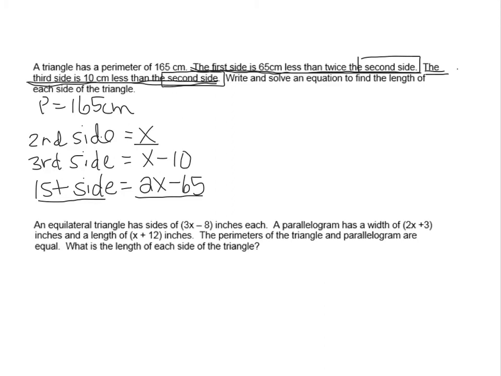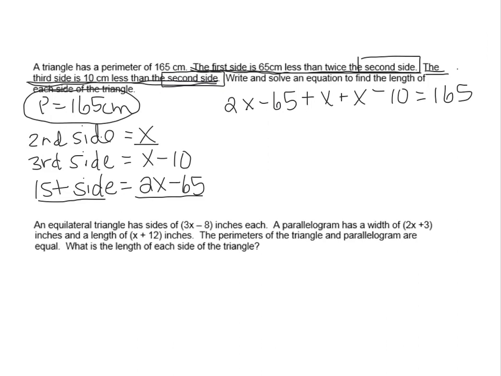So now we've translated from words into expressions. We have an expression to represent each of the 3 sides of this triangle. We also know the perimeter is 165. Well, again, the perimeter of any shape is found by adding all the sides. So I'm going to take the first side, 2x minus 65, add that to the second side, which is x, add that to the third side, which is x minus 10, and set it all equal to the given perimeter of 165.